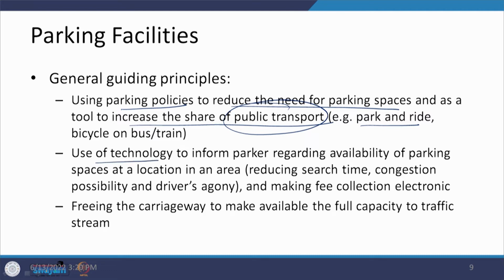Then the use of technology to inform parkers regarding availability of parking spaces at a location in an area. We discussed VMS and all. It helps in reducing the search time, the congestion possibilities, because many vehicles are coming in that area and only few are getting parking spaces, and the driver's fatigue is also reduced. We can make the fee collection system electronic, so it becomes faster, there is no manual intervention, everything goes quite smooth, freeing the carriageway to make all of those widths available for the traffic, which means it is going to be utilized to the full capacity. So, that is also another thing which can be looked at.